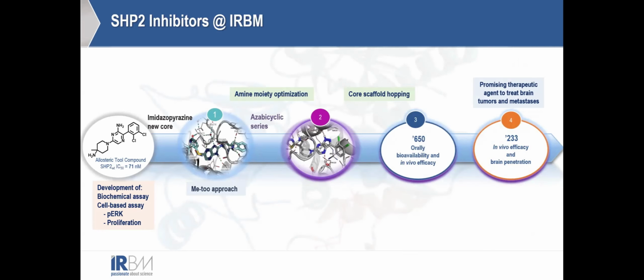In particular, compound 233 is the one that makes the difference with our competitors because it is the first compound that turns out to be brain permeable. So this compound is efficacious as well in a brain tumor, okay? So now today I would like to focus our attention in particular on the discovery of the 2D series using the me-too approach.